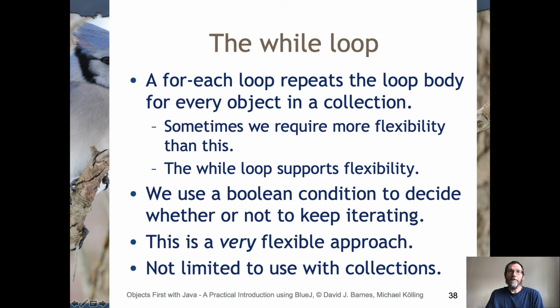We've seen that a for each loop repeats the loop body once for every object that's in the collection being iterated over. And sometimes we require more flexibility than this, and it's exactly that the while loop supports. When we use a while loop, we need to express a boolean condition that states whether we wish the loop to continue iterating. This is an extremely flexible approach, because the boolean condition can be either simple or complex, involving lots of different subconditions. And we'll see the while loop used in a context other than with collections as well.